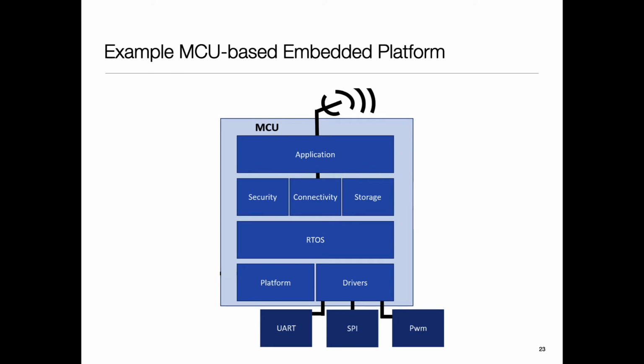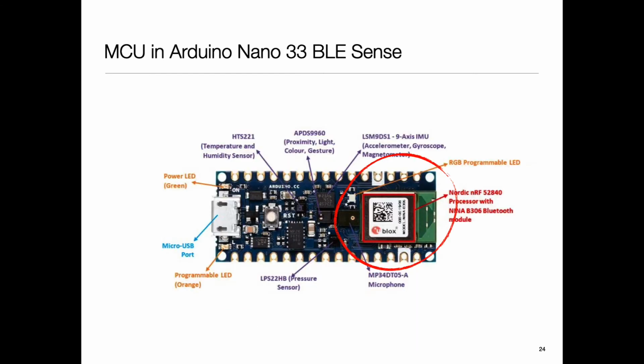A typical MCU-based embedded platform, which is the most common form of embedded platform, would have some sort of an MCU or MCUs, possibly with multiple cores. Oftentimes they come with radios on board, so you may have Wi-Fi or Bluetooth or Z-Wave or Zigbee, a bunch of options there. Of course, RAM and flash, and then a variety of interfaces.